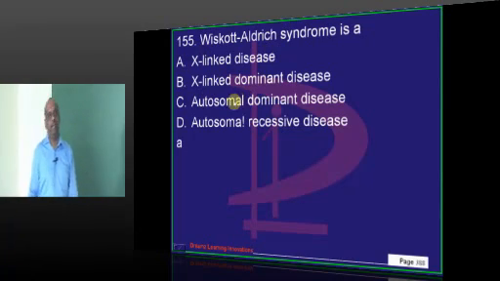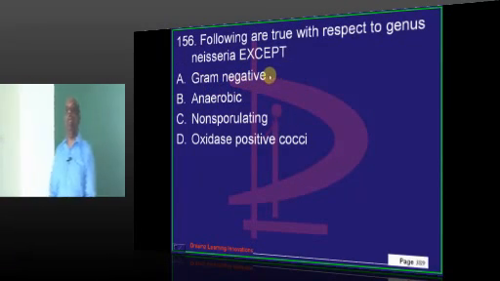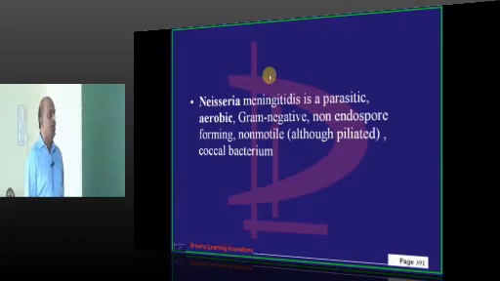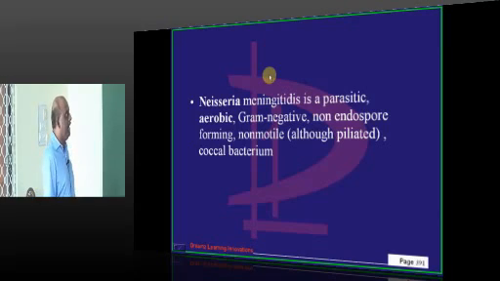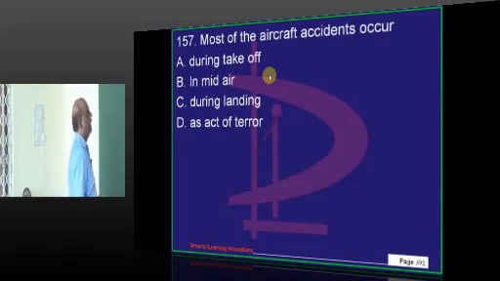Beige average is X-linked recessive. No big deal. Neisseria is not anaerobic. How do you call Neisseria? Neisseria is aerobic, gram-negative, non-endospore forming, non-motile cocci, which you need to remember.